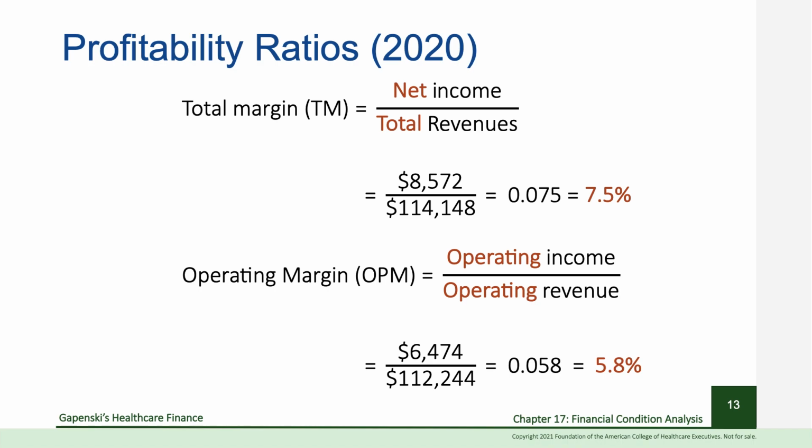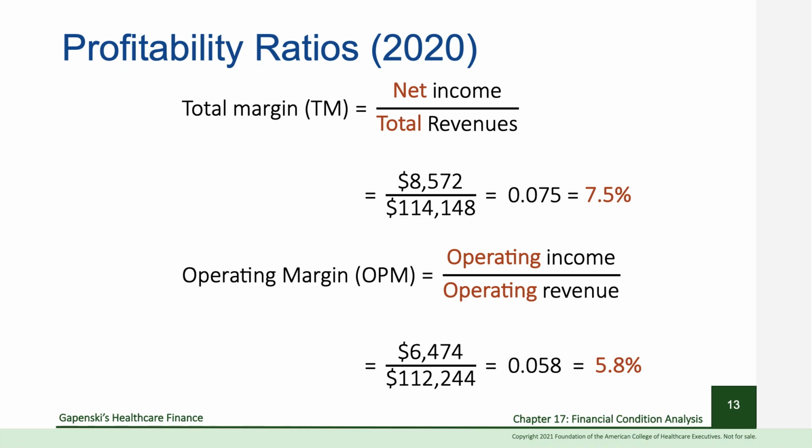So the total margin is a profitability ratio, and operating margin is also a profitability ratio represented by OPM. So for 2020, you can see that the total margin turned out to be 7.5%. Total margin measures the ability of the organization to generate revenues from all sources and to control expenses. So, if everything else is equal, the higher the total margin, the lower the expenses.